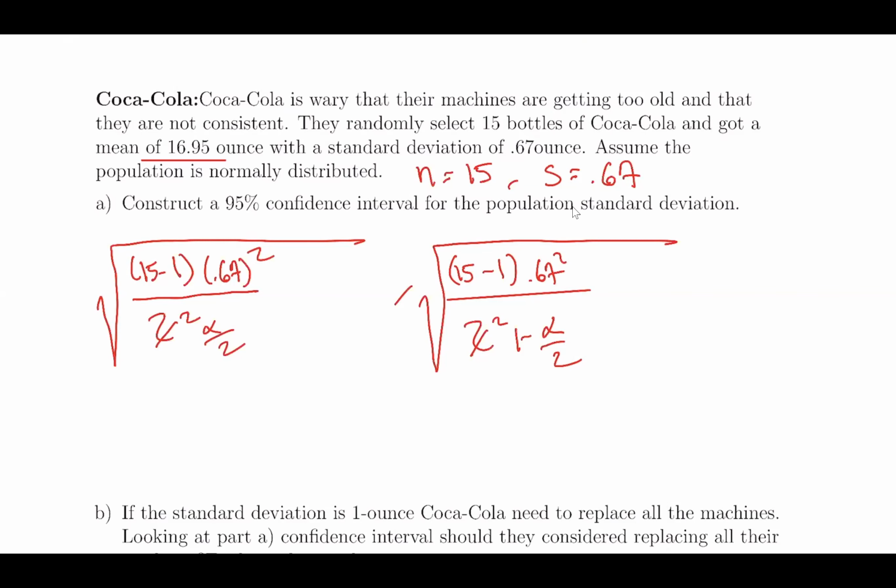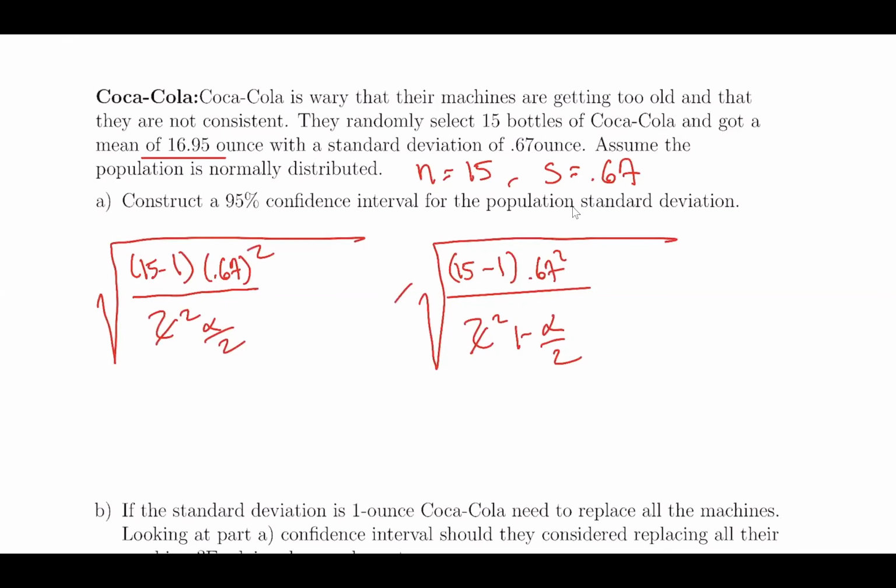Up next, I'm going to find the chi-square value. For the chi-square, you first have to find alpha. Alpha is 1 minus the confidence level. In this case, the confidence level is 95%, so you do 1 minus 0.95, which is 0.05. Any question? I got alpha equal to 0.05.